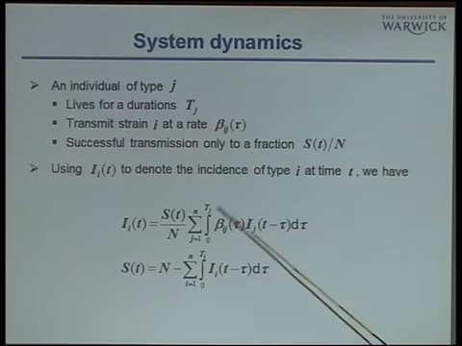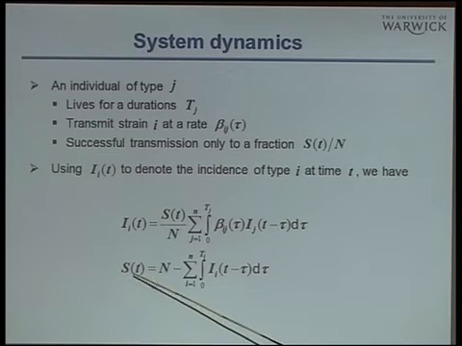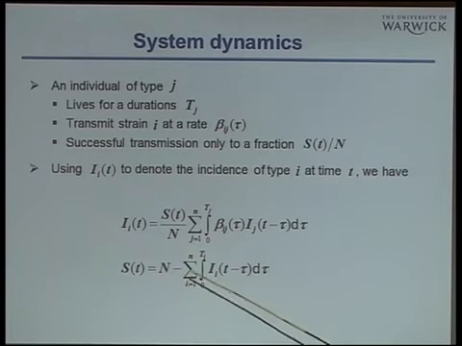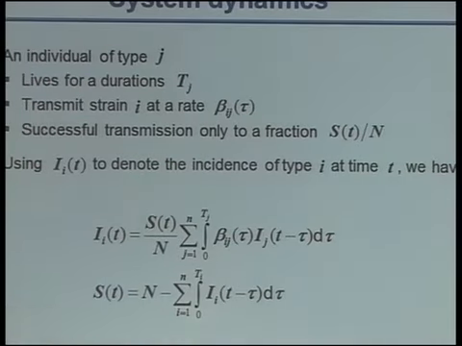Okay, this is basically the overall infection pressure that would create individuals of type I, and that needs to be multiplied by the fraction of the susceptible population. The susceptible population is given by the total population minus the prevalence. And the prevalence is the integral of the incidence over time and then summed over all types. Clear up to now? Any question?